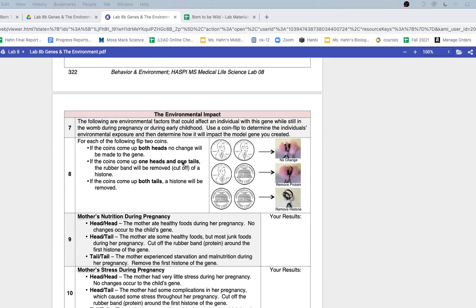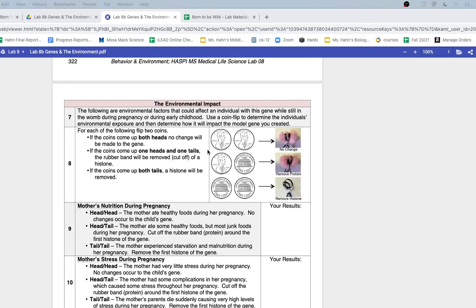Okay, now here are the following environmental factors we're going to be flipping a coin for. And they're going to affect whether the gene is turned on or off. So if we flip coins and they're both heads, then no change is going to happen, and we're going to leave our histone and our protein as is. And if we get one head, one tail, then we're going to cut off our little protein. And if it's two tails, then we're going to take out our cotton ball or histone.